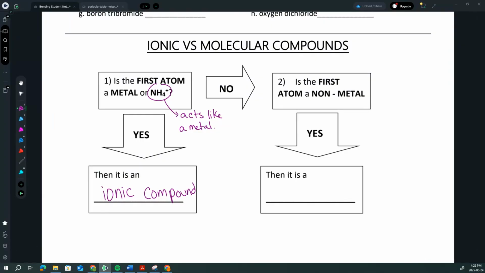Now, if the first atom is not a metal, or NH4 1+, okay, then you got to ask yourself if the first atom is a nonmetal, and if yes, then it's going to be a molecular compound.